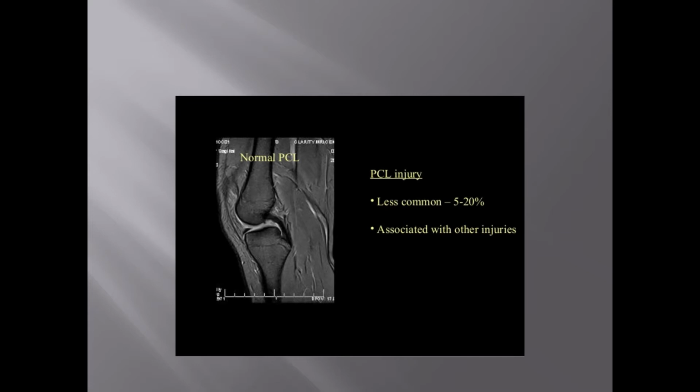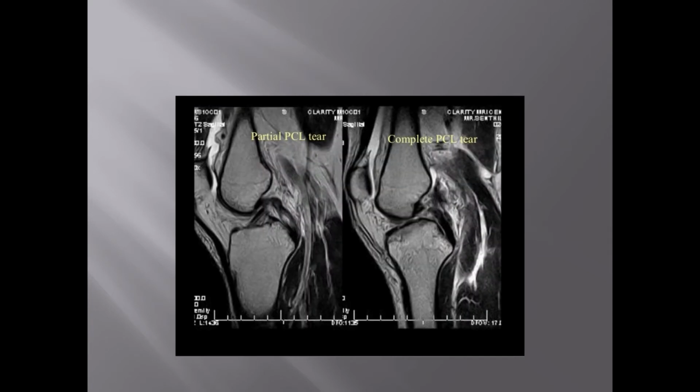The injuries to the posterior cruciate ligament are less common compared to the anterior cruciate ligament, and quite often there will be other injuries associated with that. So, this is a partial thickness tear showing as increased T2 signal at the posterior part of the posterior cruciate ligament. This is an example of a complete full thickness tear. The ligament is avulsed from the femoral attachment and is retracted posteriorly.